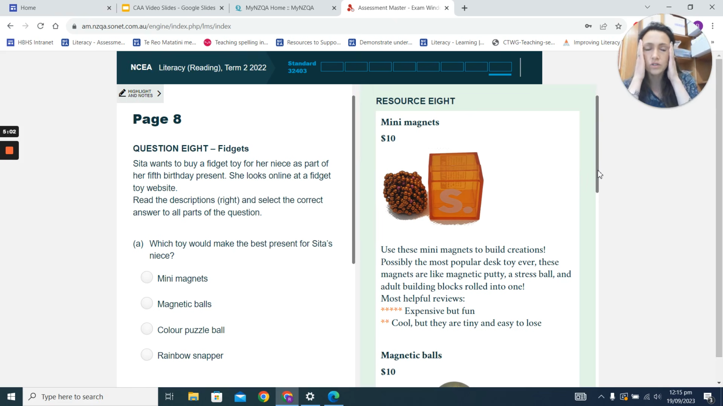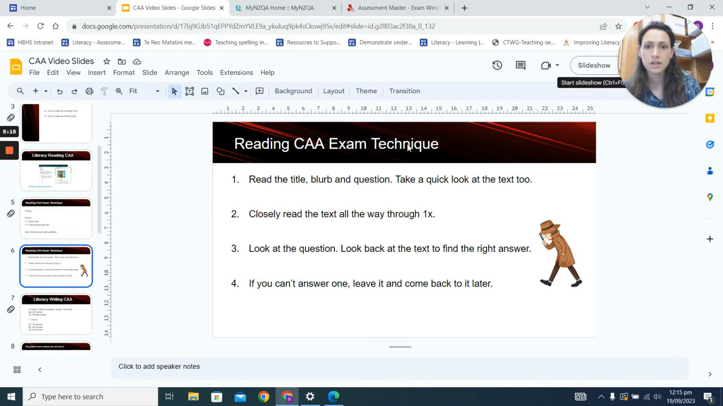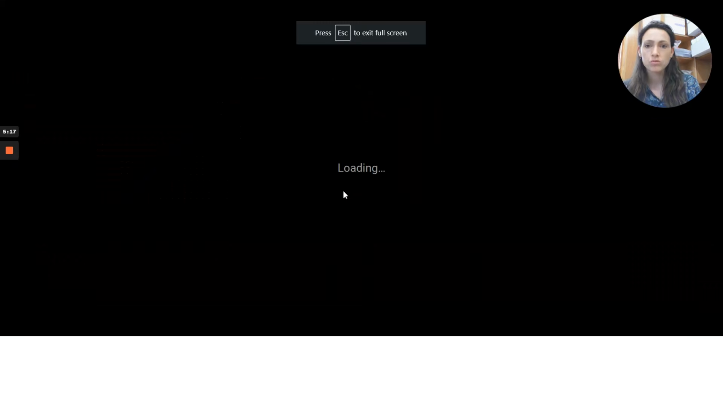So I'm now just kind of summoning all my knowledge about fidget toys and what I might expect when I'm reading on a website, doing some online shopping. Okay, so that's the first step done. Now for the next step.